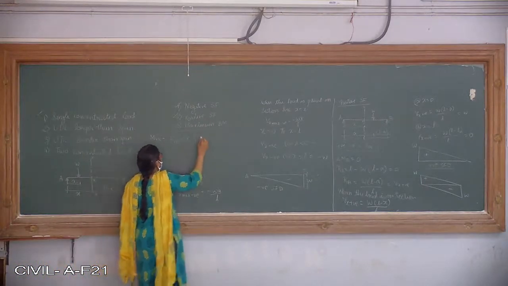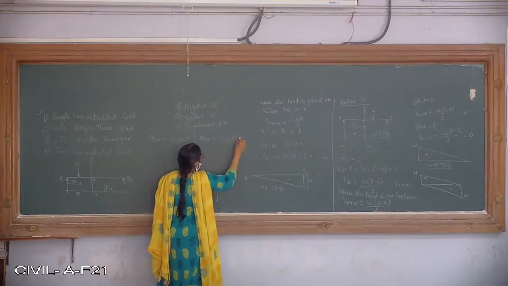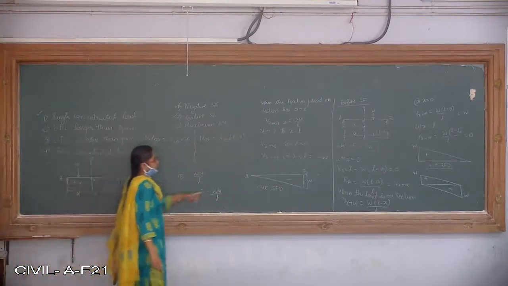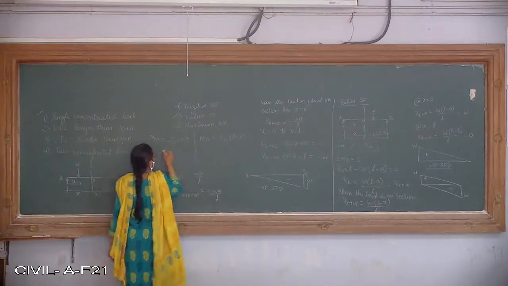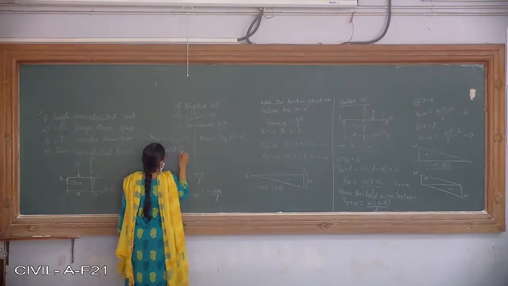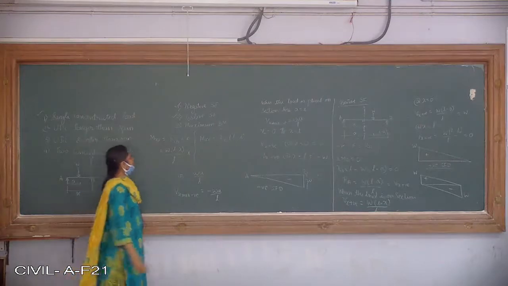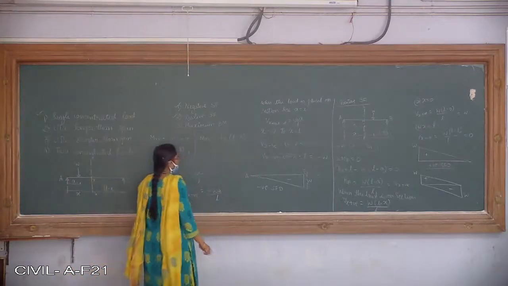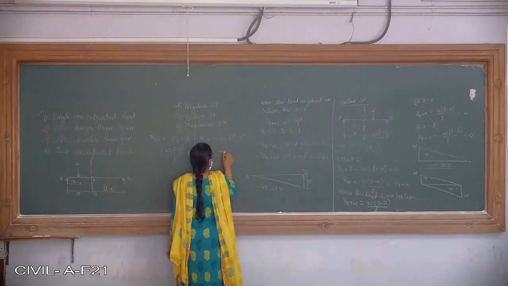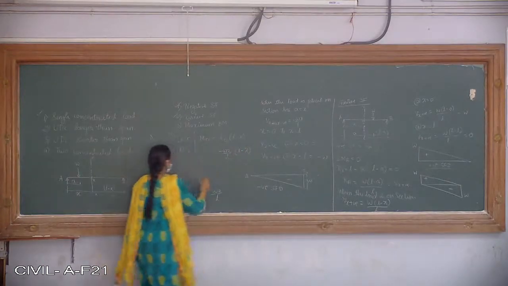You can either calculate like this, or Mxx is Rb into L minus x. Okay. So what is the value of Ra? We have calculated the value of Ra. Ra is W into L minus x upon L into x. Correct? And here also you have Rb. The value of Rb when the load is at section x is W into x by L into L minus x. So both the expressions are same.